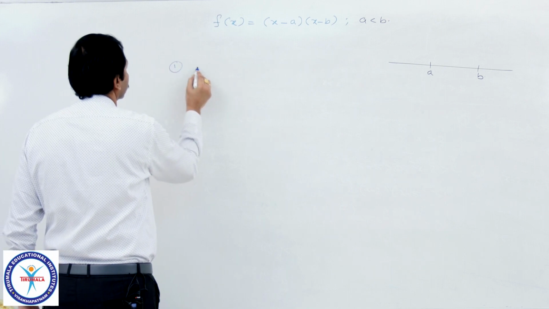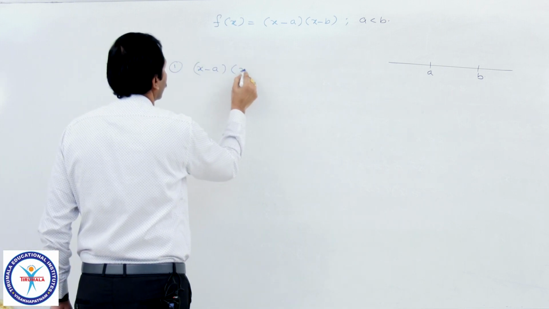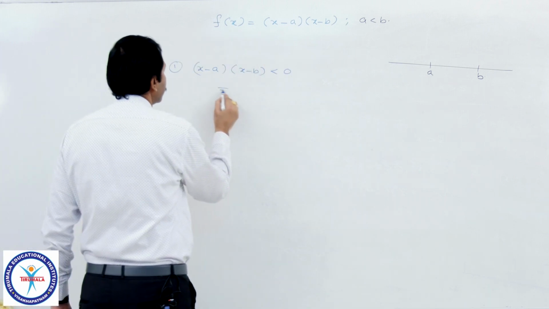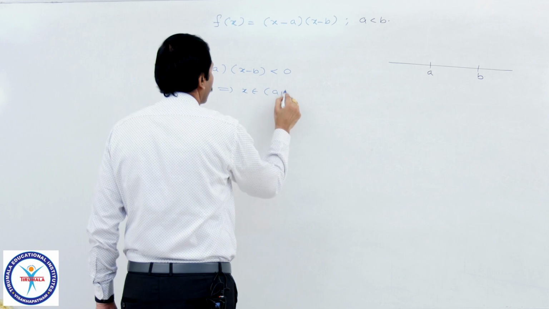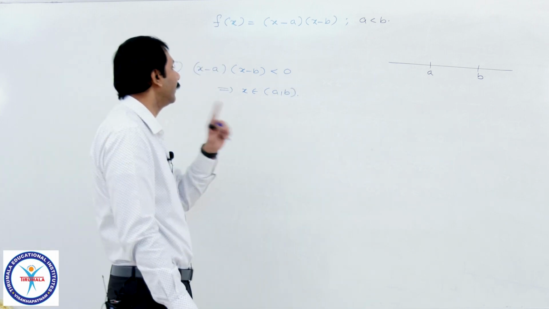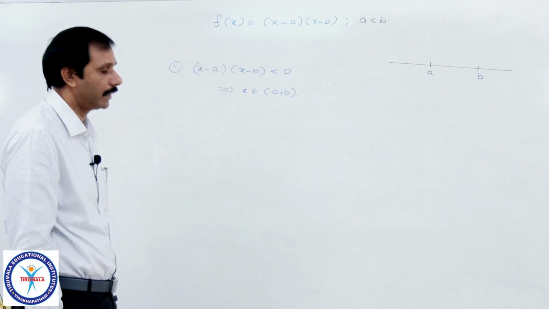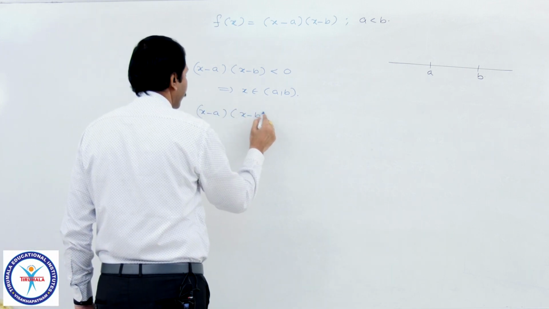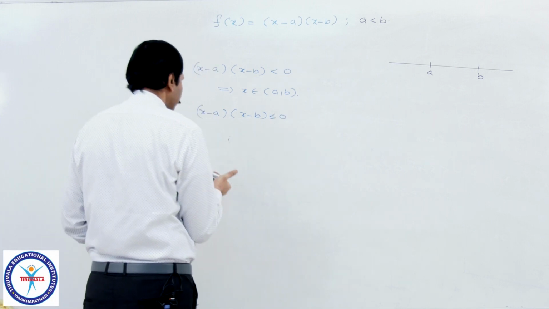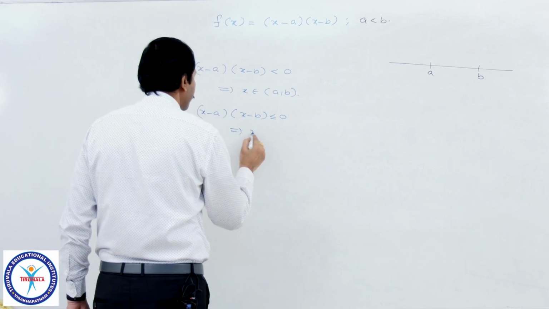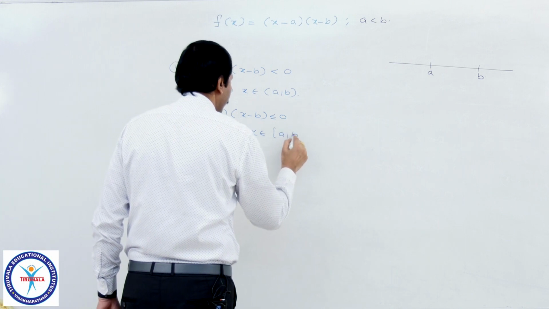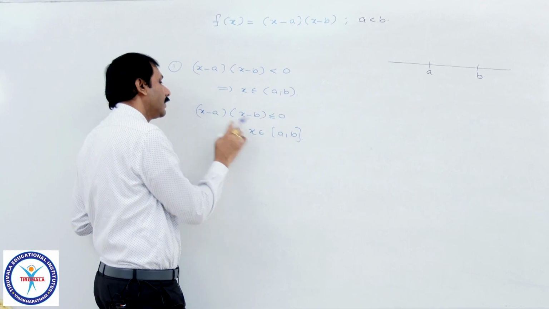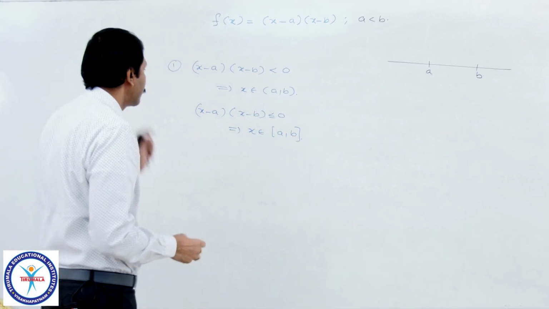First one, (x minus a) into (x minus b) less than 0 means x belongs to (a, b). That is, between these two, it is always negative. And here I will write one more: (x minus a) into (x minus b) less than or equal to 0 implies x belongs to the closed interval [a, b]. Why closed interval? Even it can be equal to 0 also: x equal to a, x equal to b, it is 0. This is the first point.